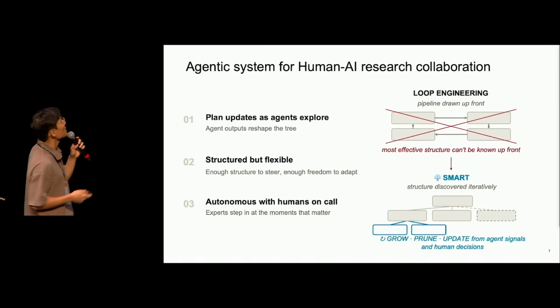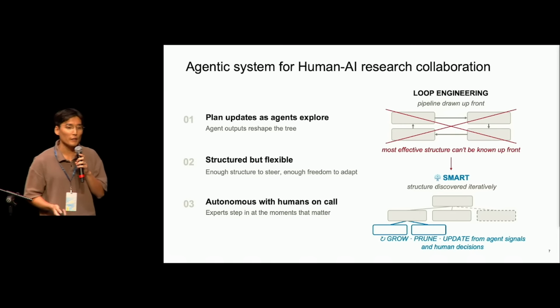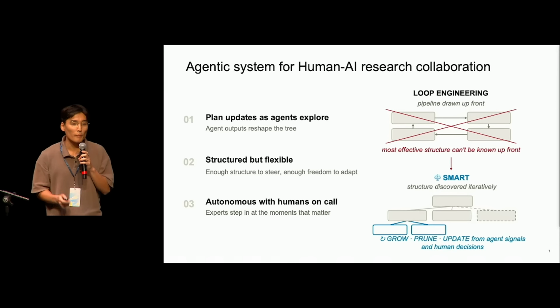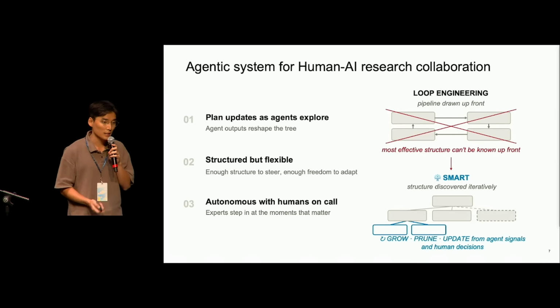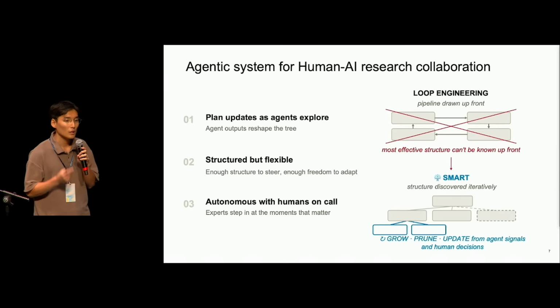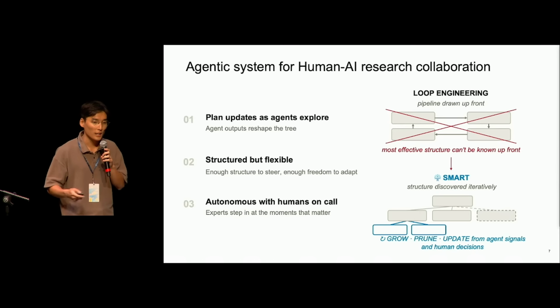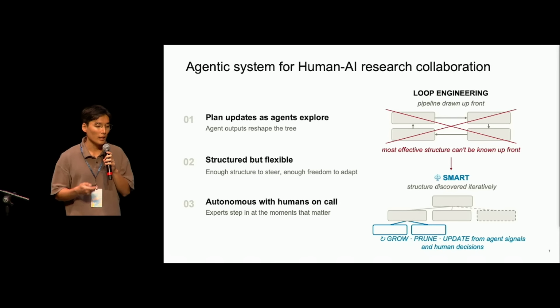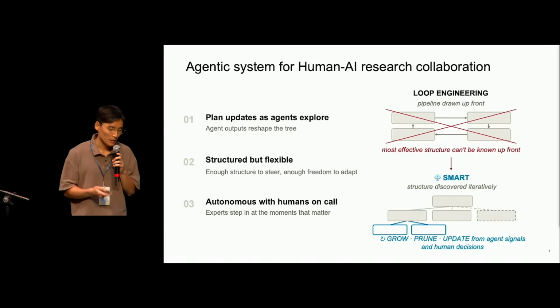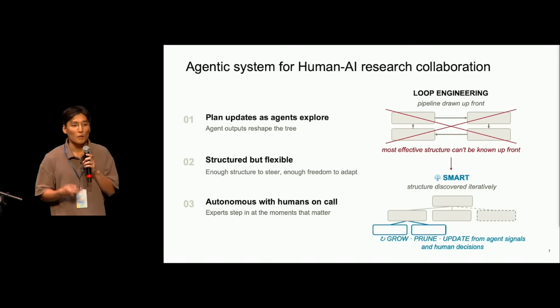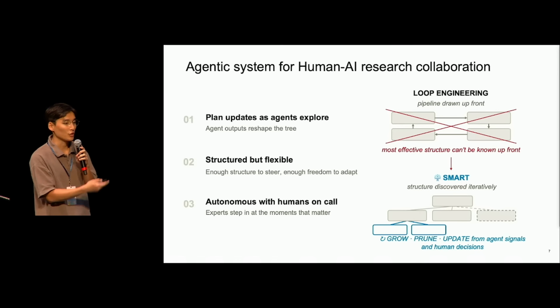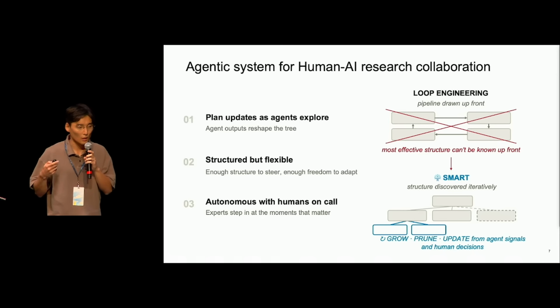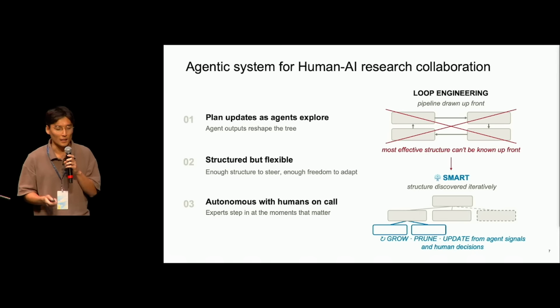And now let's move on to the agentic system that we're building. We strongly believe that transformative scientific discoveries will come from human-AI collaboration. And this leads us to 3 key design principles. The first design principle is that the workflow tree keeps getting updated as the agents explore. And the second design principle is that the agentic system is structured, but also flexible. And another design principle is that the agents are autonomous, but also allow humans to intervene at any time. And that means we need a completely different agentic system than loop engineering, which is widely used for tasks that are much simpler than scientific discovery.